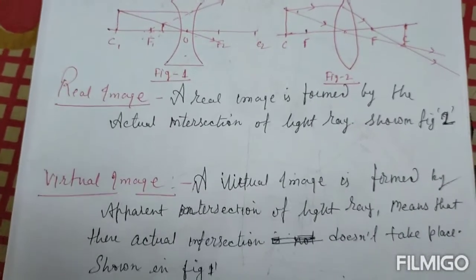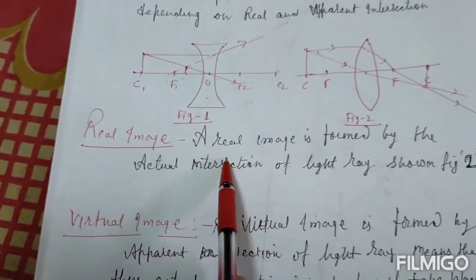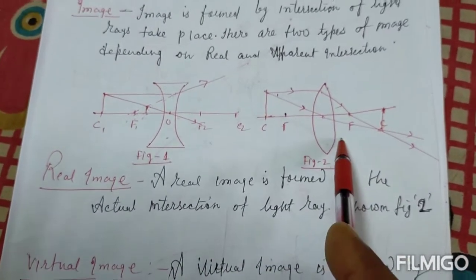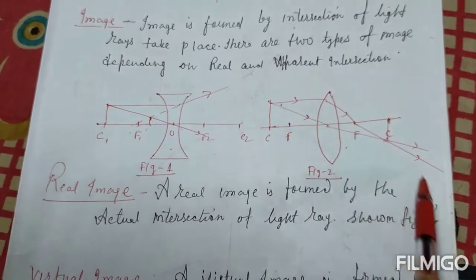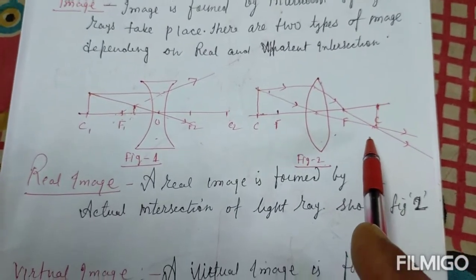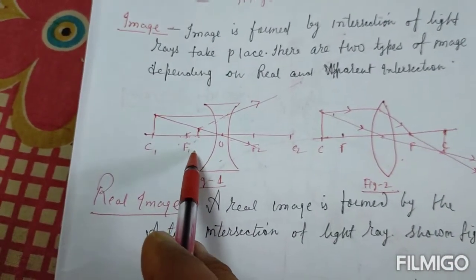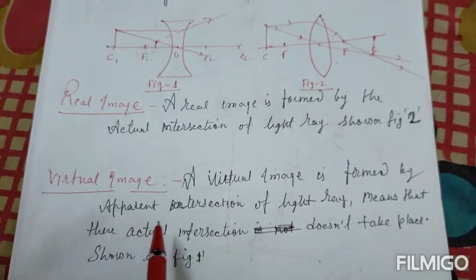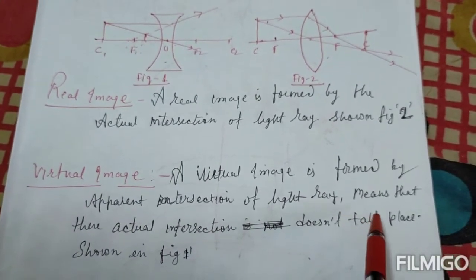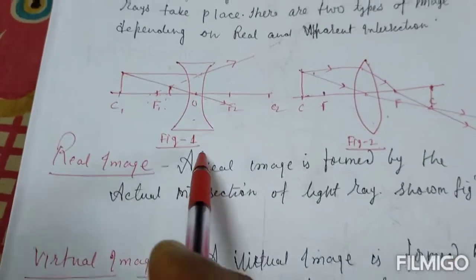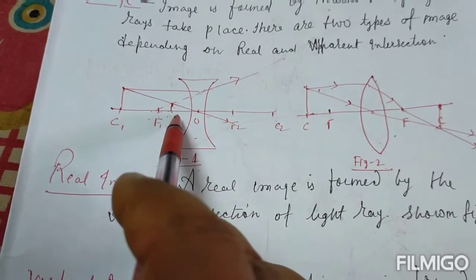So there are two types of image, one real image and the other virtual image. A real image is formed by the actual intersection of light rays, as shown in figure 2. In figure 2, I have already explained that when there is actual intersection, the image will be real. But when there is apparent intersection, the image will be virtual. A virtual image is formed by apparent intersection of light rays, which means actual intersection doesn't take place, as shown in figure 1.